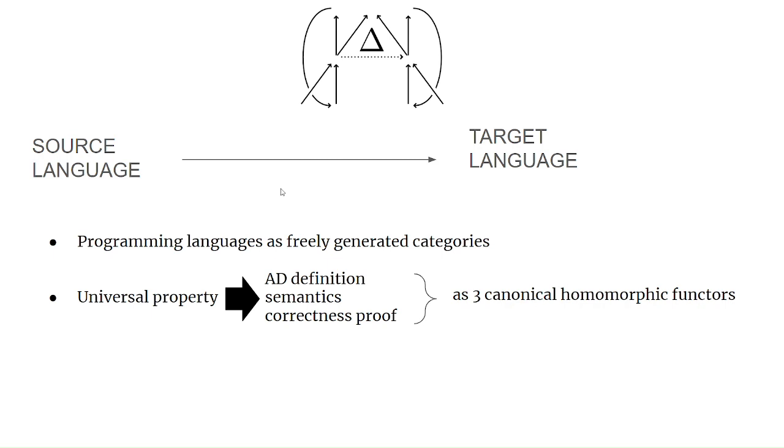We achieve CHAD by exploiting this perspective that programming languages can be seen as freely generated categorical structures. And with this perspective, we achieve the definition of CHAD by universal property, as well as the concrete semantics and even the correctness proof. So these three are actually functors that preserve structure, and they are uniquely defined by the universal property of these freely generated categorical structures.